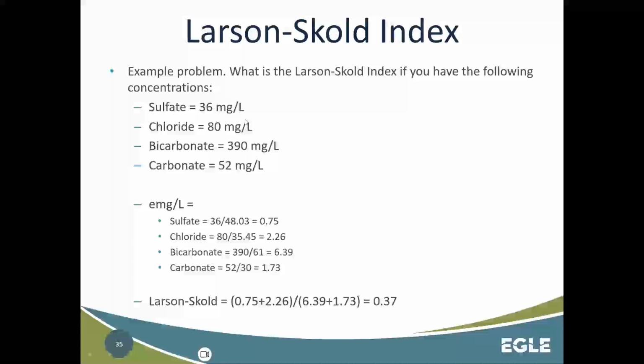If we have these concentrations, we would then get these equivalent concentrations or equivalent weights here. You would set it up in that equation and you get a 0.37. If you remember back to that slide, less than 0.8 would mean that it's unlikely to interfere with corrosion rates or unlikely to interfere with natural formation of scale. So that's a good range to be in.